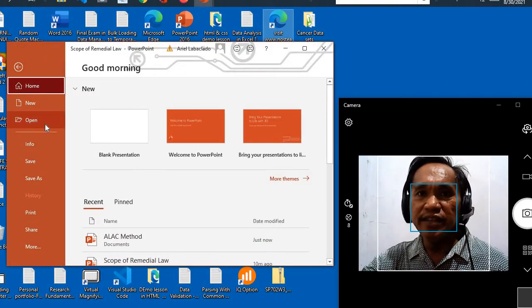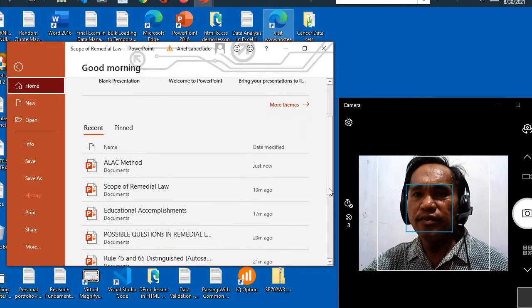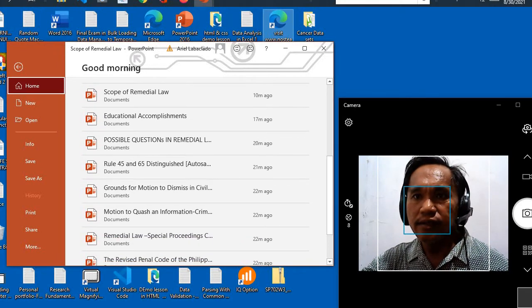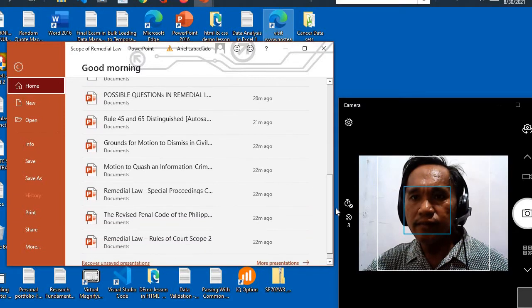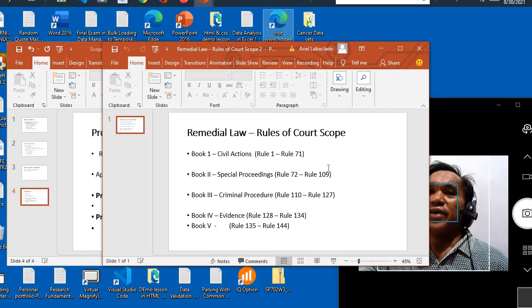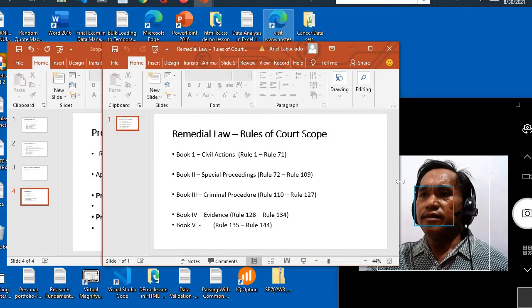Okay, we will open another file. Scope. Okay, we have here the remedial law, the rules of court scope. We have book 1, civil actions, that is rule 1 to rule 71.